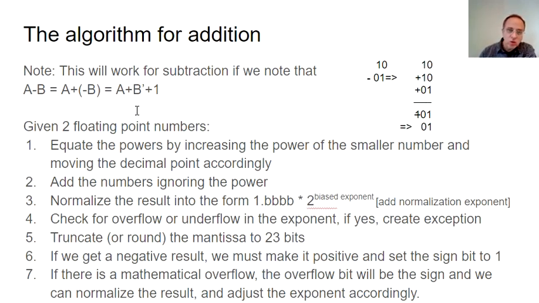First, I'm going to make a note that this will work for subtraction. How will this work for subtraction? Let's say we want to do A minus B. We're not going to talk about subtraction, we're just going to talk about addition. That's what we have an algorithm for. But we can say that A minus B is the same as A plus negative B. And you say, yeah, but the number is a positive B.